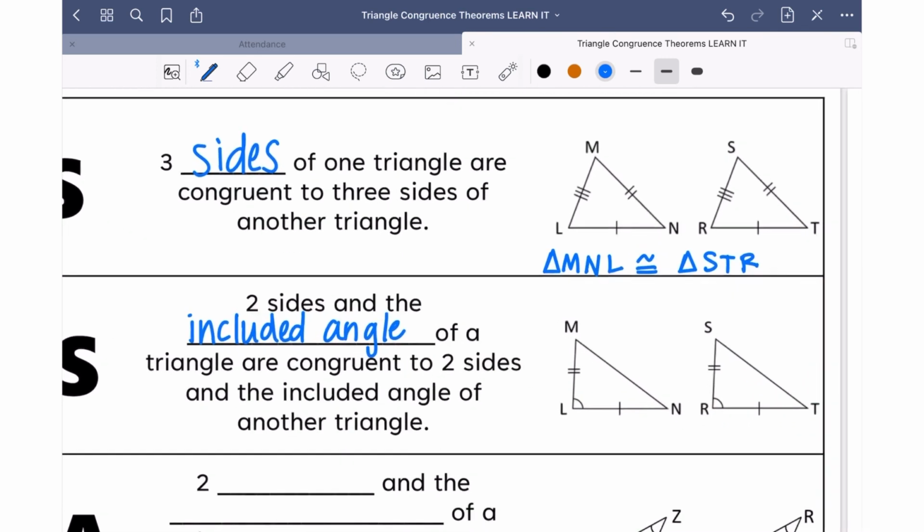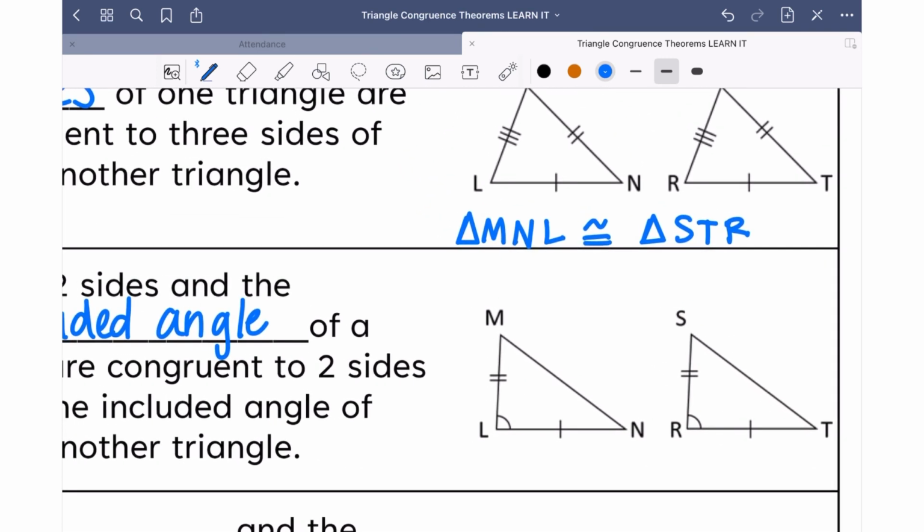So let's name these triangles and write our congruence statement. I'm going to start with the first triangle. And remember, the order does matter, but you can pick whichever way you want to start the first one, as long as you make sure that the second triangle matches the sides and the angles of the one that you started with, okay?